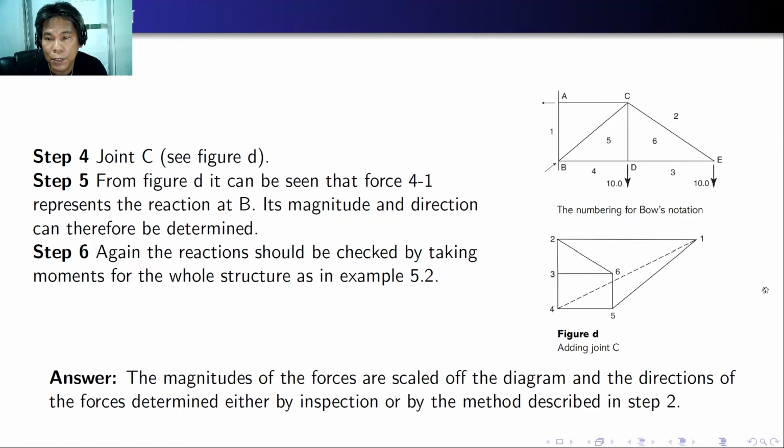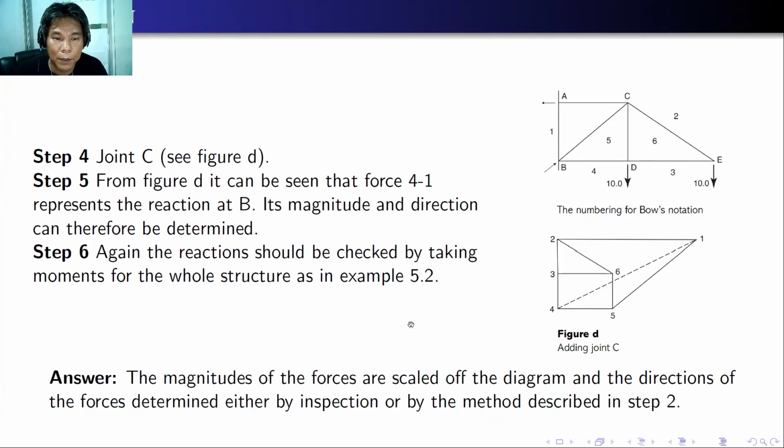So with joint C, you can add joint C. Here we have 5-6, and then we have 6-2, and then 2-1, that is horizontal, and then also 1-5. And then after that, you can take the intersection. The force, this 4-1, is the reaction at B.